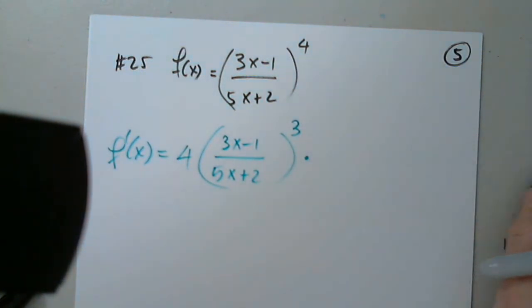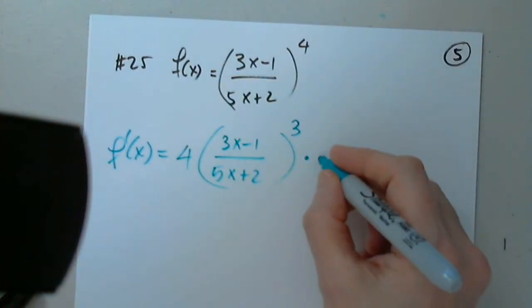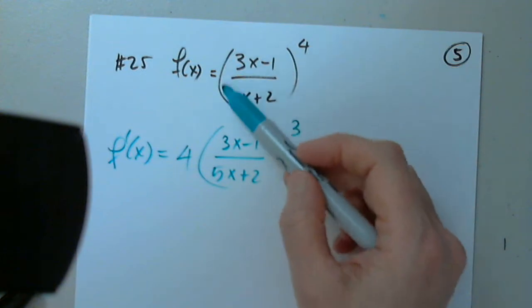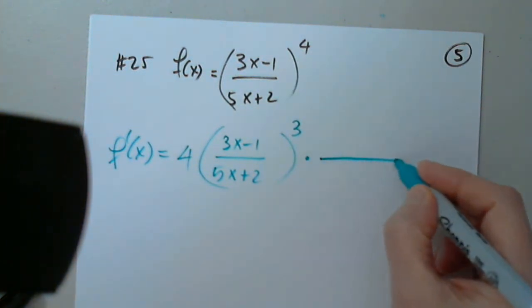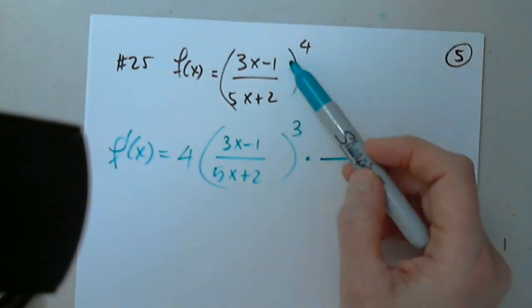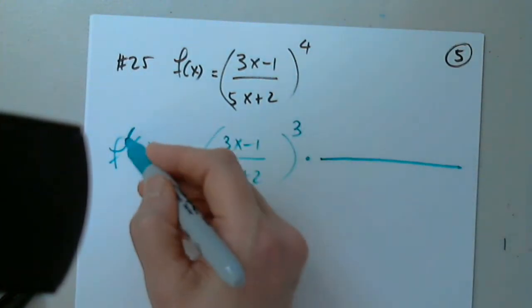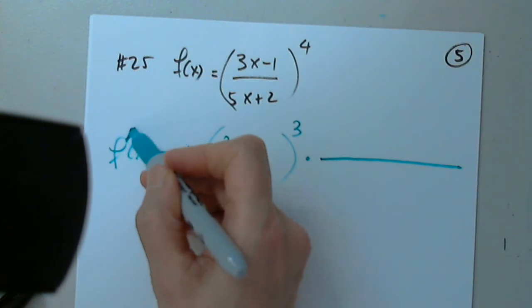Now, what do we need to do? Multiply it by the innermost part of the function. Prime. Yes, you're right. So that's called the prime. It's called prime or derivative, it's the same thing.